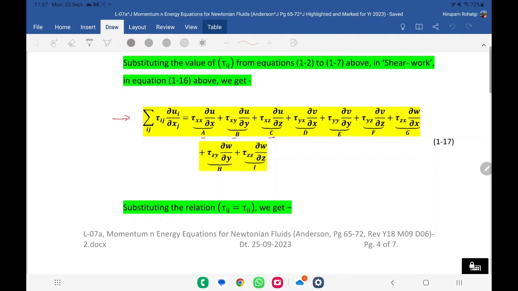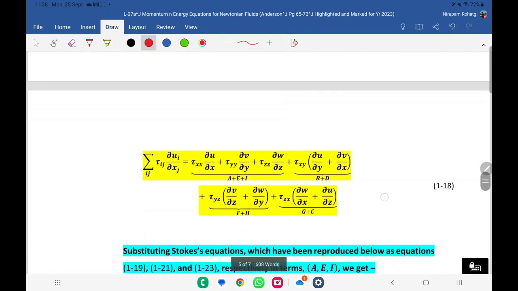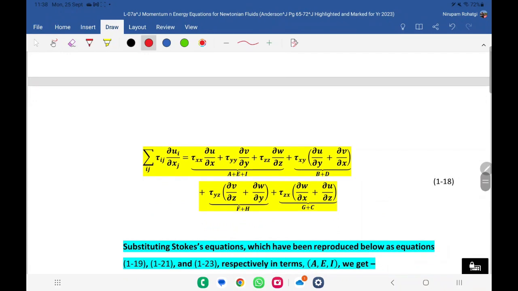What we will do is, xy and yx will be taken as tau xy. Similarly, you have this yz and zy here. So this is what we will do. So they can be combined. If you do that, we have brought these terms together: xx, yy, zz, tau xy, tau yz and tau zx. We have brought them together.